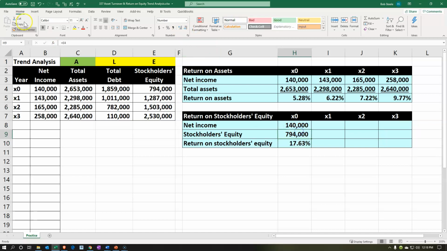Let's put an underline up here. We're going to go Home tab, Font Group, and underline that. So we have the 17.63%. So net income represents the performance number.